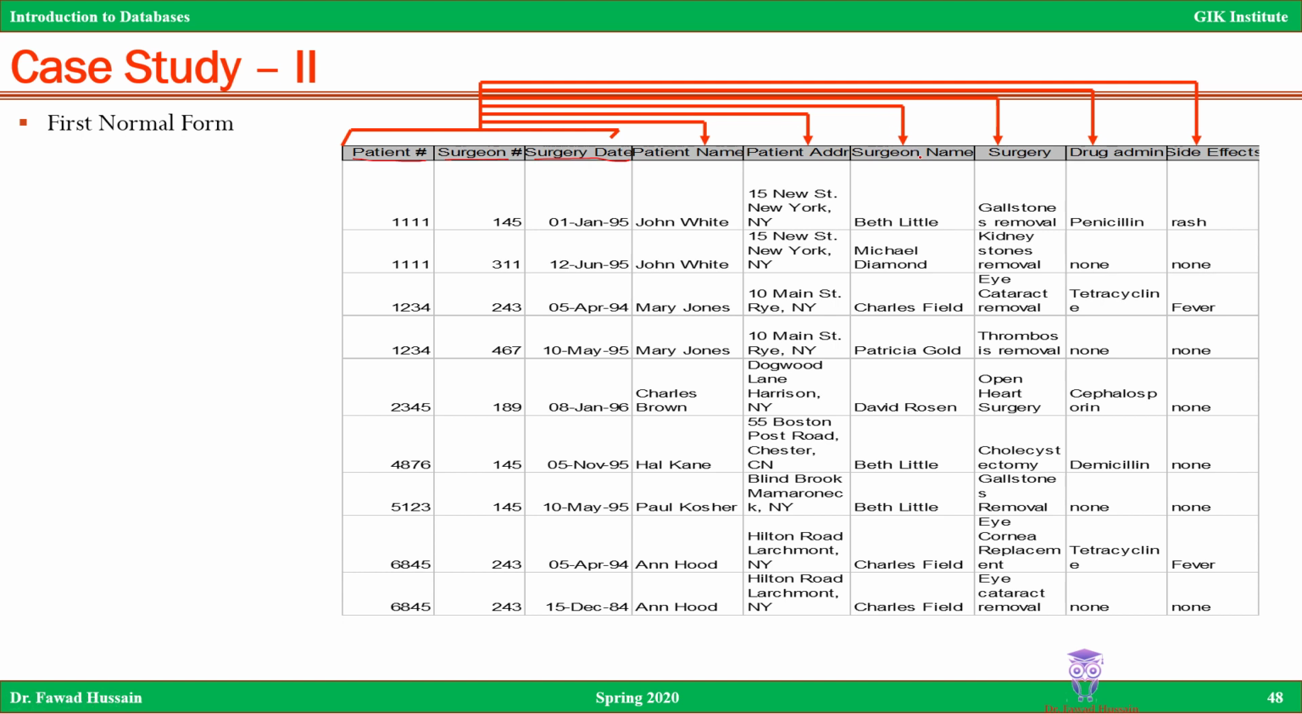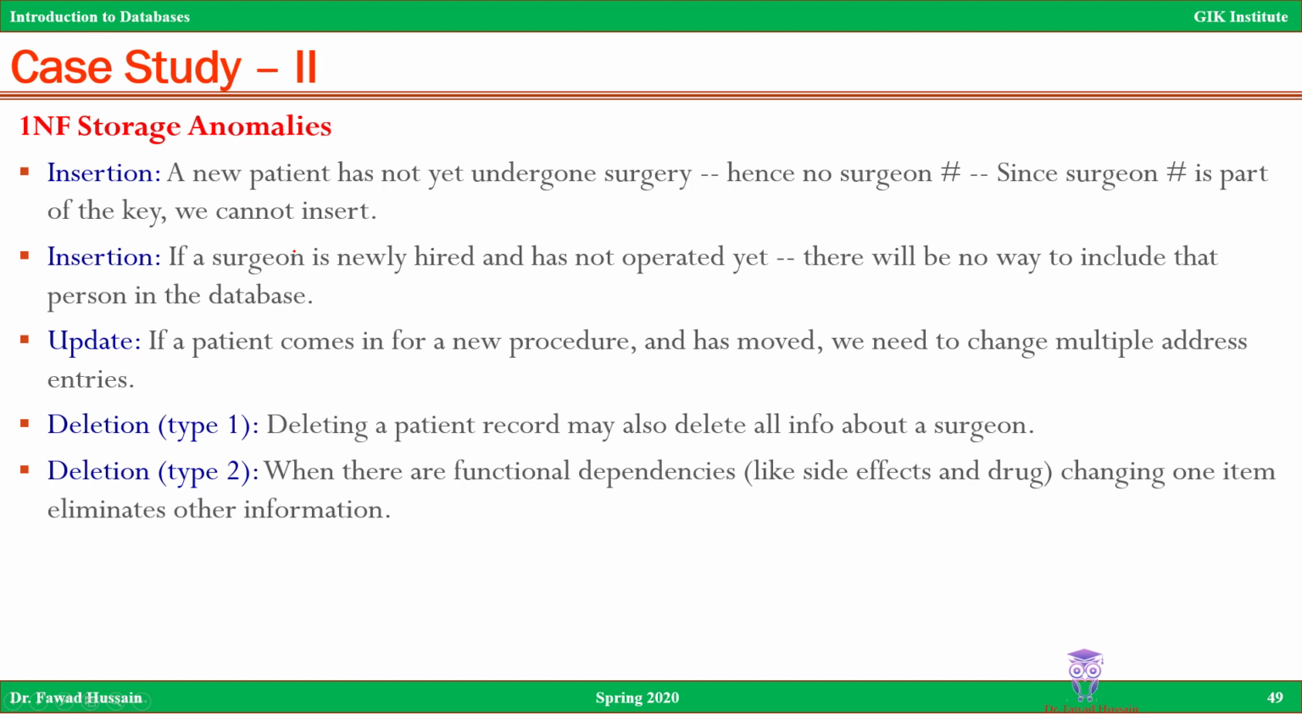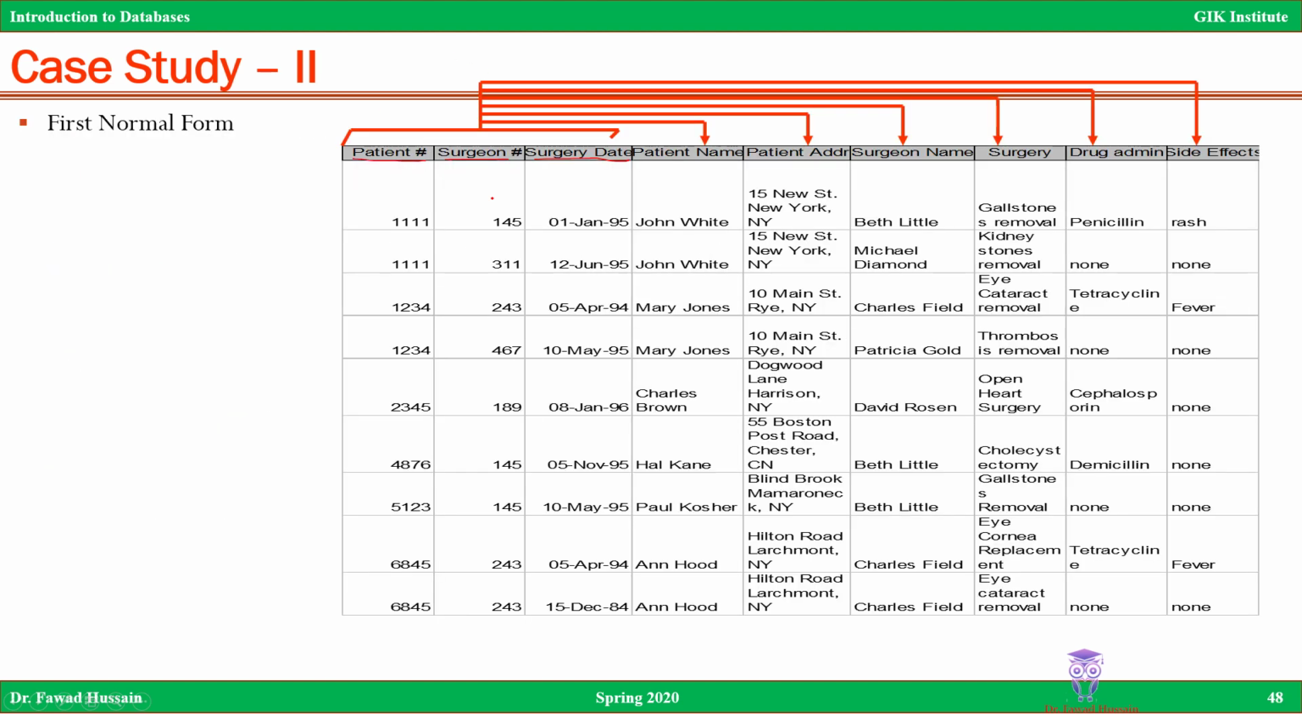The surgeon name is dependent on the surgeon number, and the surgery is dependent on the patient, the surgeon and the date. And the drug is also dependent on that, and the side effect is also. So basically patient name and patient address is only dependent on the patient ID, and the surgeon name is dependent on the surgeon number. So what are the problems? So we know that this is not in the second normal form, so it's in the first normal form.